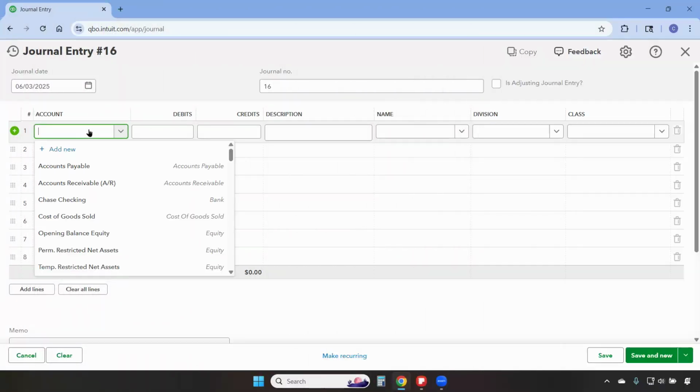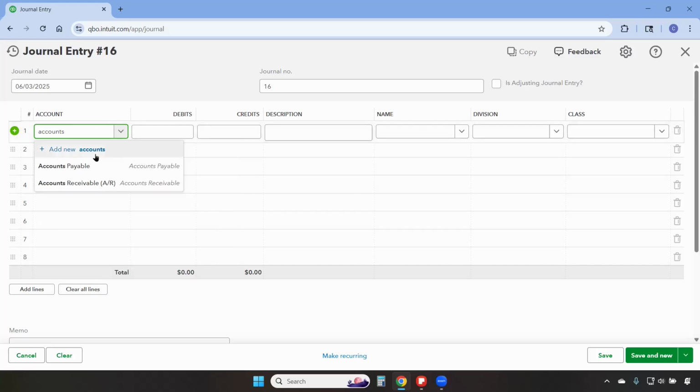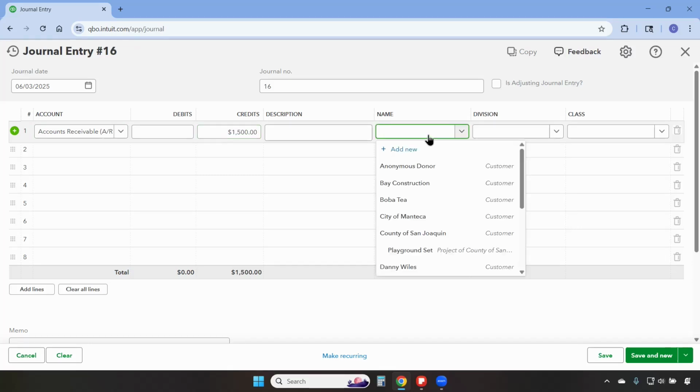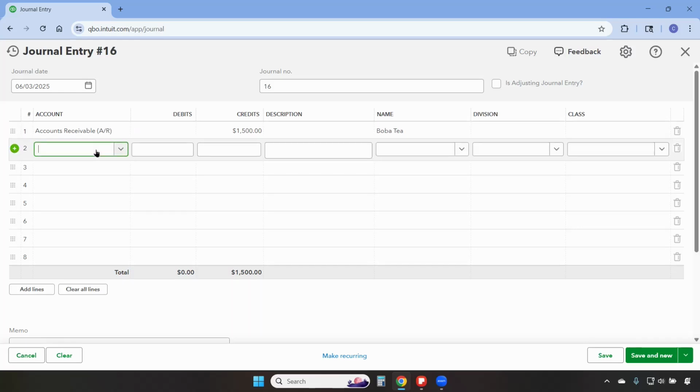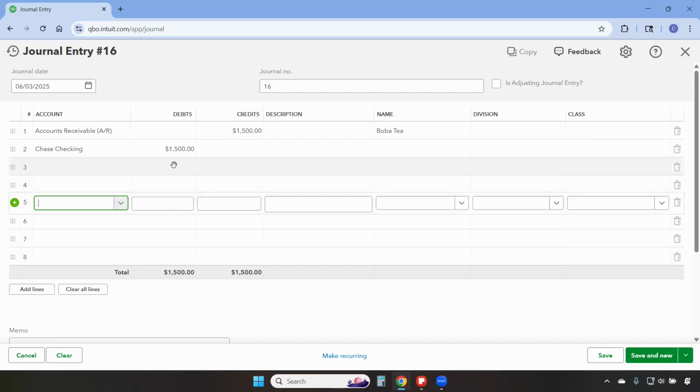On June 3rd, we are zeroing out accounts receivable because we received $1,500 from the customer, boba tea. Crediting accounts receivable reduces it by $1,500. The payment is deposited in the Chase checking account. Debiting this asset account increases it by $1,500.